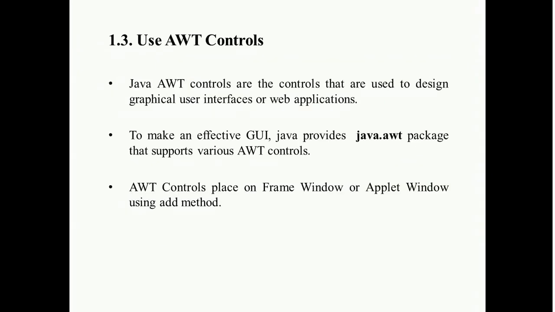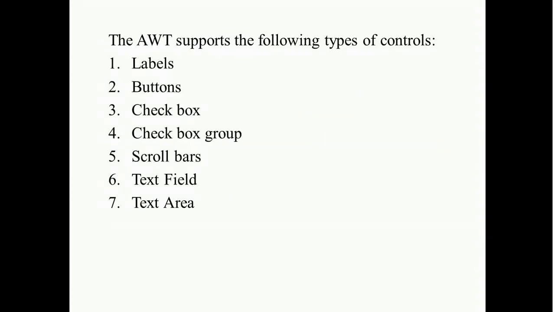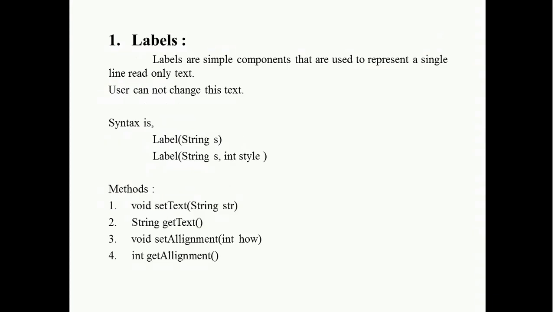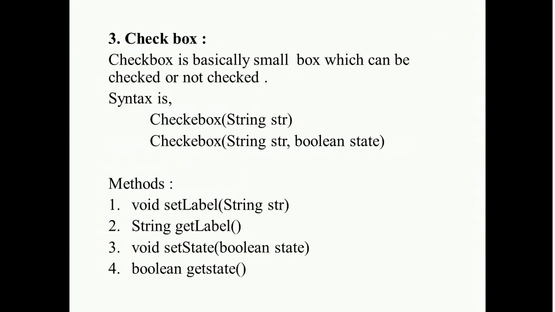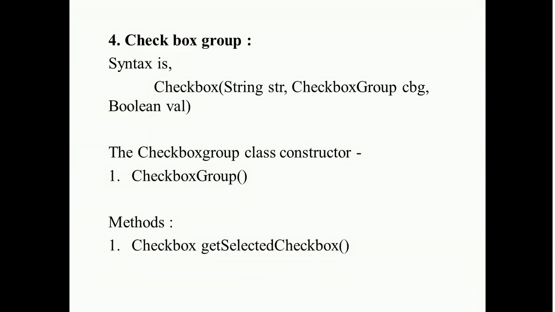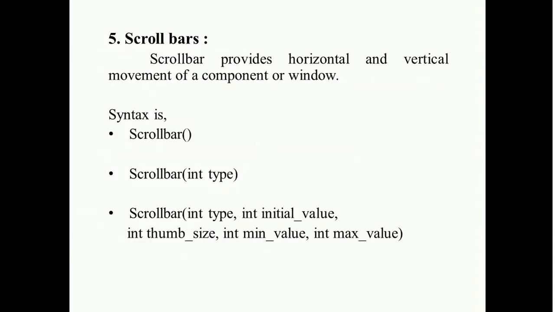In the last lecture, we saw the use of AWT controls and some AWT controls. In that, we saw the label, second button, third checkbox and fourth checkbox group. Now, in this lecture, we study about scroll bar, text field and text area.